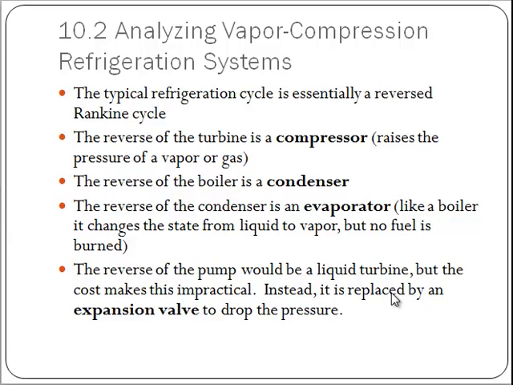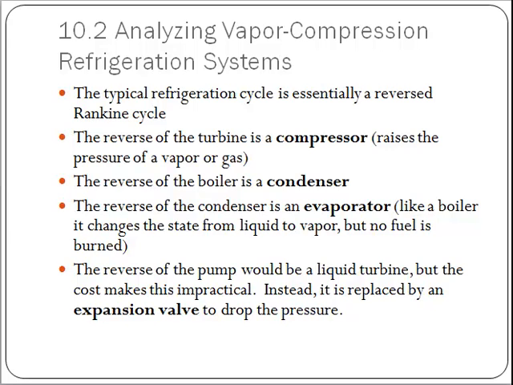So instead, we just simply put in an expansion valve. An expansion valve will take this same liquid and put it through what I call a torture chamber to simply drop the pressure. So this is going to be one major difference between simply running our Rankine cycle backwards, and this is a cost-saving measure, the reason we do that.